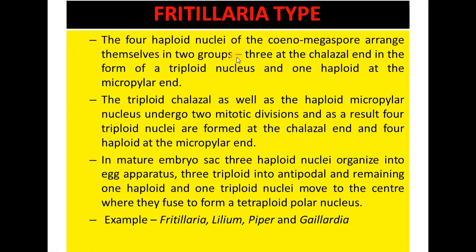The 4 haploid nuclei of the tetrasporic megaspore arrange themselves in 2 groups: 3 at the chalazal end in the form of a triploid nucleus. That means from 4 nuclei, 3 will fuse and form a triploid structure present towards the chalazal end, and one is haploid, present towards the micropylar end. The triploid chalazal as well as the haploid micropylar nucleus undergo 2 mitotic divisions, and as a result 4 triploid nuclei are formed at the chalazal end and 4 haploid at the micropylar end. In the mature embryo sac, 3 haploid nuclei organize into the egg apparatus.